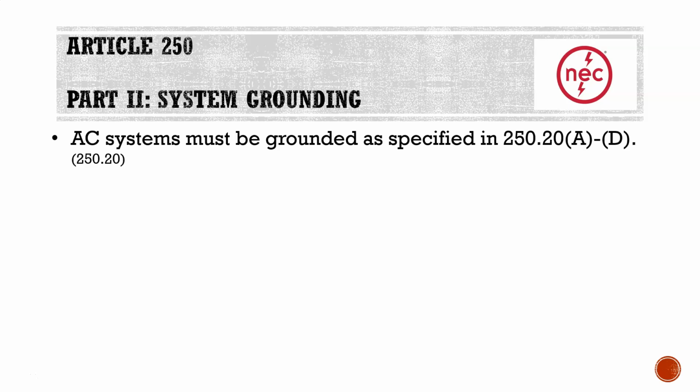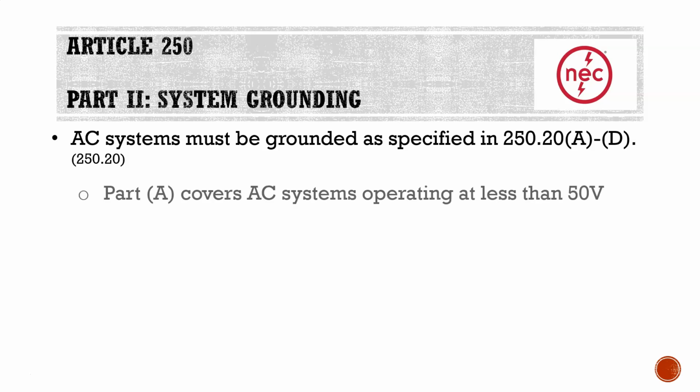Now, moving on, that covers Part 1 of Article 250, which is just your general information. Part 2 is going to be taking a look at system grounding. This is going to be starting on page 106 of your 2017 NEC. AC or alternating current systems must be grounded as specified in 250.20 A through D. In other words, all AC systems we install, it doesn't matter if it's a residential application operating at 120, 240 volt, doesn't matter if it's an industrial application operating at over 1,000 volts. If it's an AC system, it has to meet 250.20 A through D.